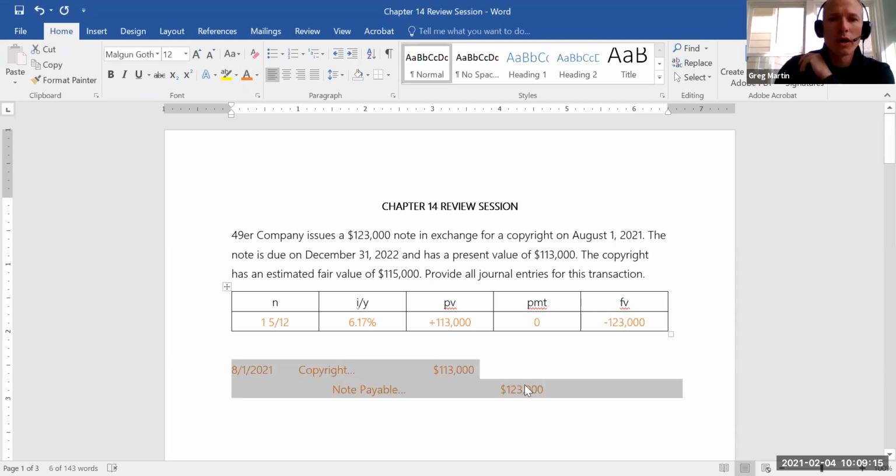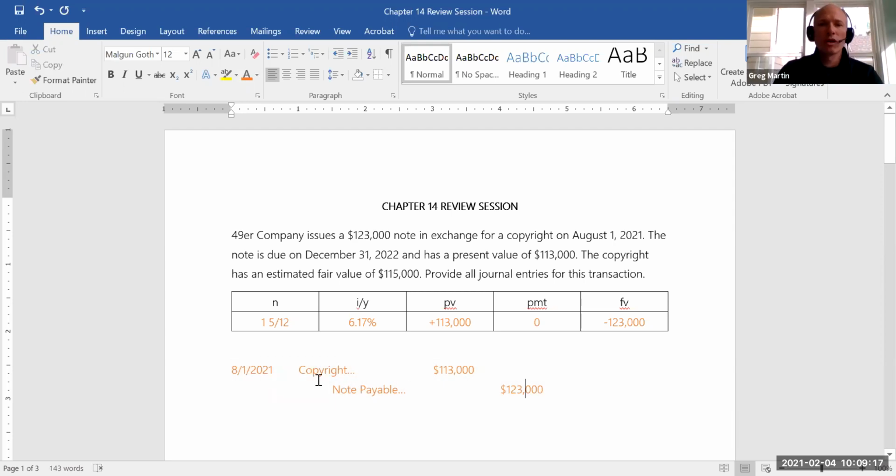And so, of course, we have a situation where we have a copyright with a fair value of 113, a note payable with a face value of 123. And so the way we account for that difference is through the discount. And that discount is $10,000. Again, with a zero interest bearing note, there will always be a discount.